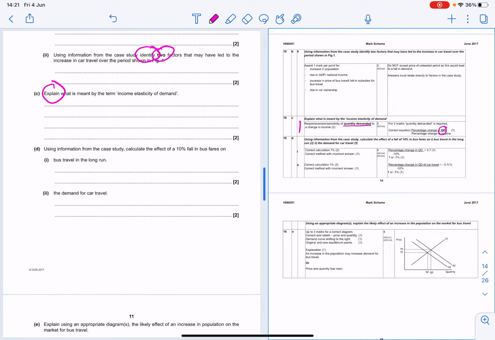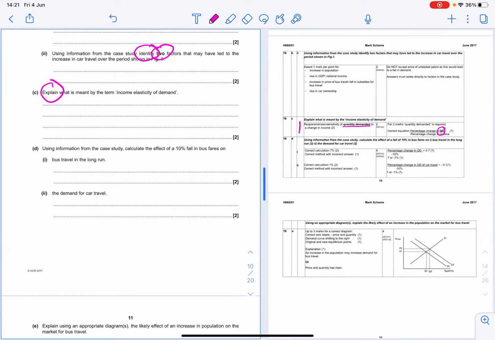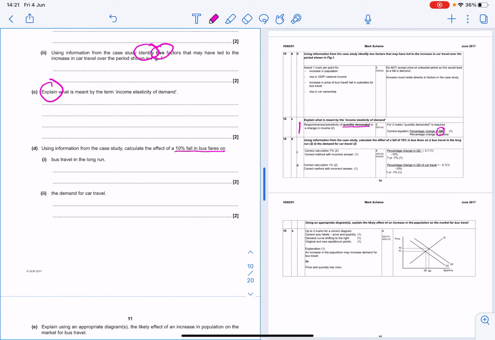It says use information from the case study, so you do have to read the case study for this bit. Calculate the effect of a 10% fall in bus fares on bus travel in the long run. So what that's meaning is what's going to happen to the demand for bus travel. So we've got a 10% fall in bus fares, and we need to work out what's going to happen to the demand for bus travel.